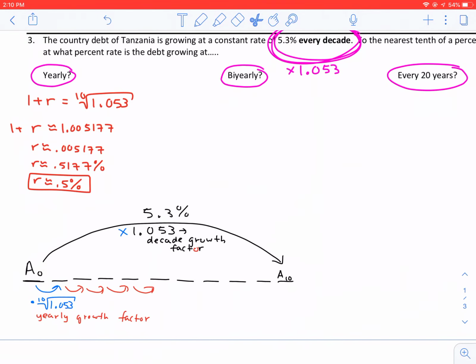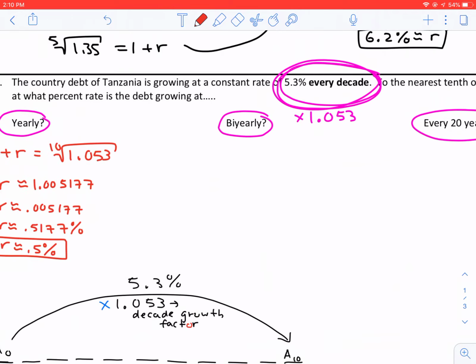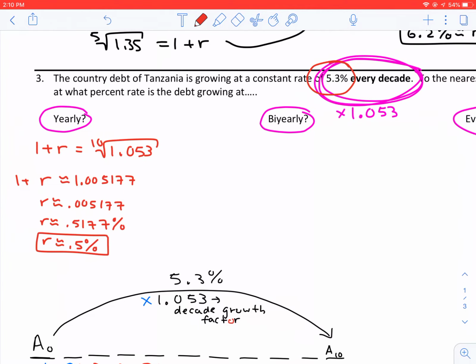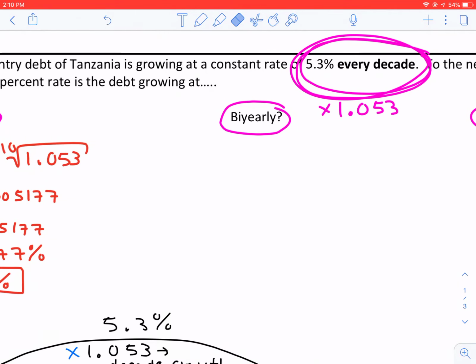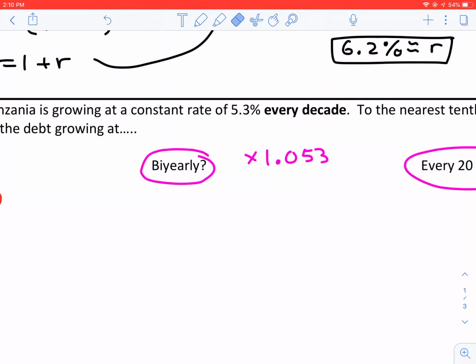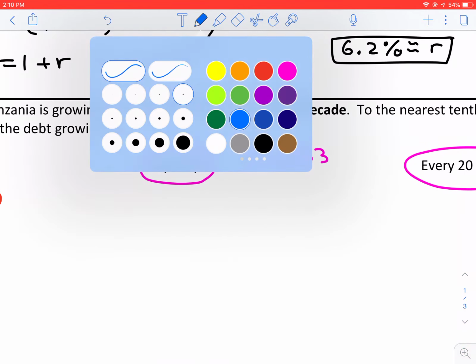Right, and you can see that's clearly not just 5.3 divided by 10, 0.5177, right? And again, that's because it's not linear. This is exponential growth. So you have to do what we just did to get the yearly growth rate. And it is about 1/10 of the decade growth rate, but not exactly. Oh yeah, and everyone knows a decade is 10 years, I hope.